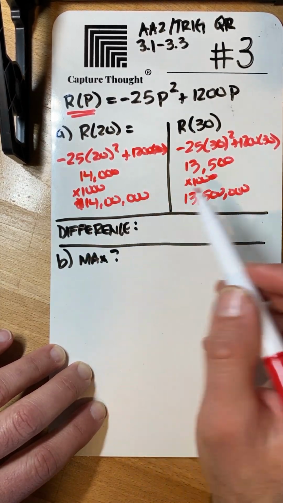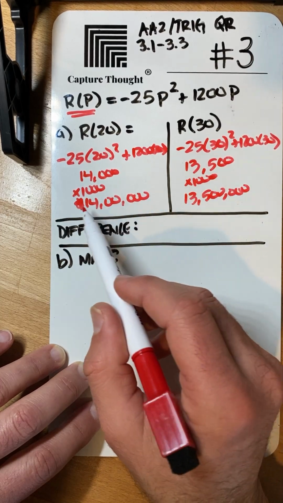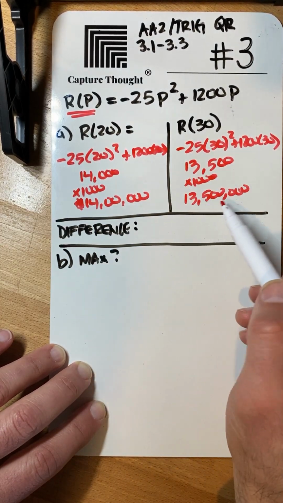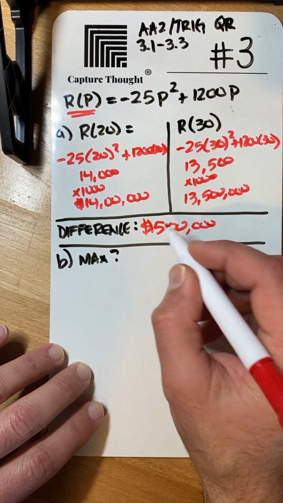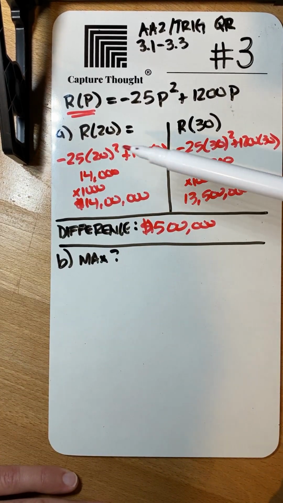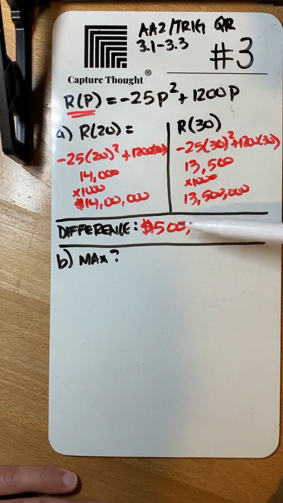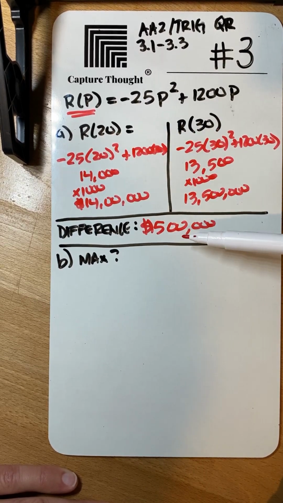Now, what's the difference? It's asking, what's the difference in the revenue? Well, the difference between 14,000 and 13,500 is just $500,000. So if you actually sell your games at $20 versus $30, you're actually making more money. So you make $500,000 more.